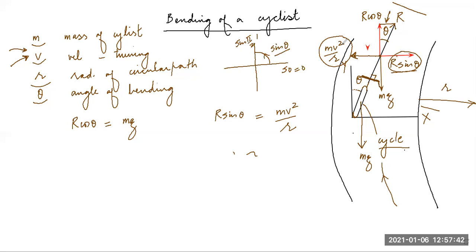Am I right? So when velocity is less, the value of mv square by r will be less. Then even theta can be less. That means a cyclist doesn't have to bend more. He can bend a little bit, which will balance the mv square by r.